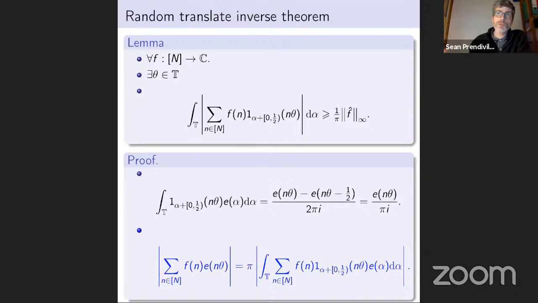Okay, so there's not too much going on here. We've just done a little bit of calculus. But what this is saying is that correlating with these random Bohr translates measures the same thing as the Fourier transform.